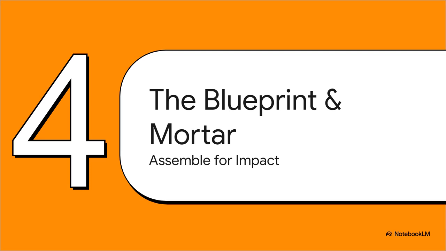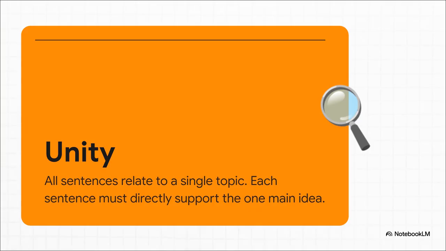All right, last phase of construction. You've got your foundation. You've got your materials all laid out. Now it is time to assemble this thing. And for that, you need a blueprint and you need some mortar. This is all about making sure everything fits together just right. Your blueprint. This is what we call unity. And the rule here is simple, but it is ruthless. If a sentence does not directly support your main idea, your topic sentence, it has to go. No exceptions. It's an extra piece that's just going to mess up the whole structure.